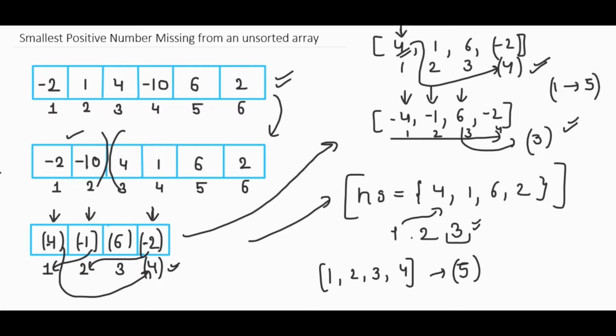Okay, so what we are doing is, we are making use of the indexes here. We go to every element, we go to that index same as the value of the element and make the number present there as negative. Why we are making it negative? To mark the presence of that element or that index.